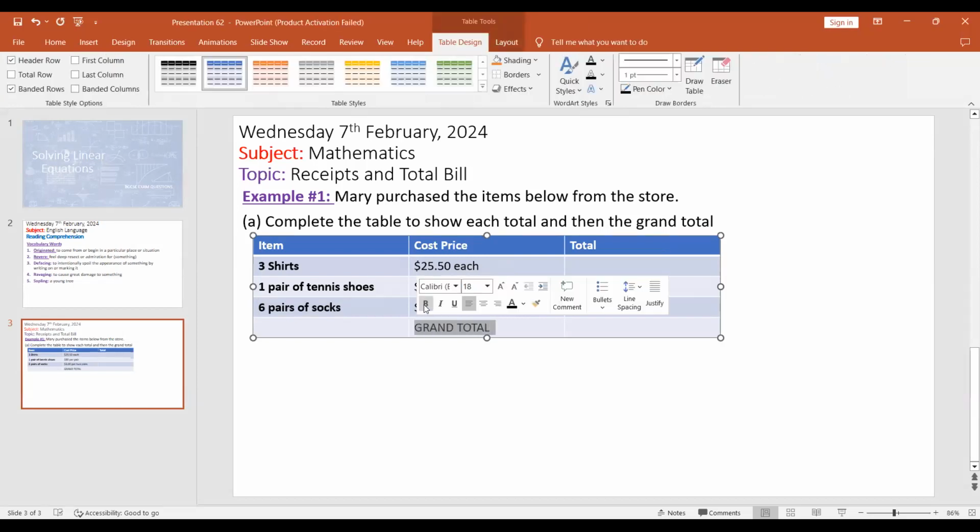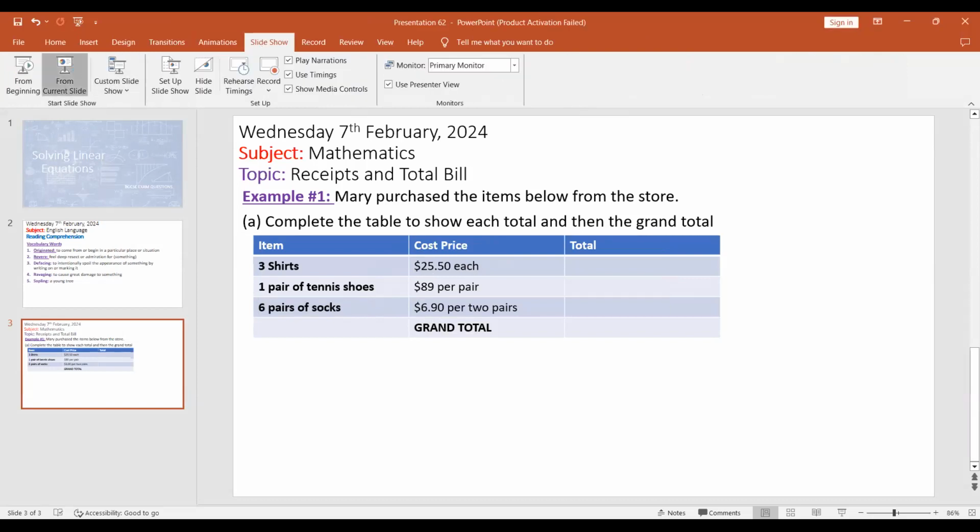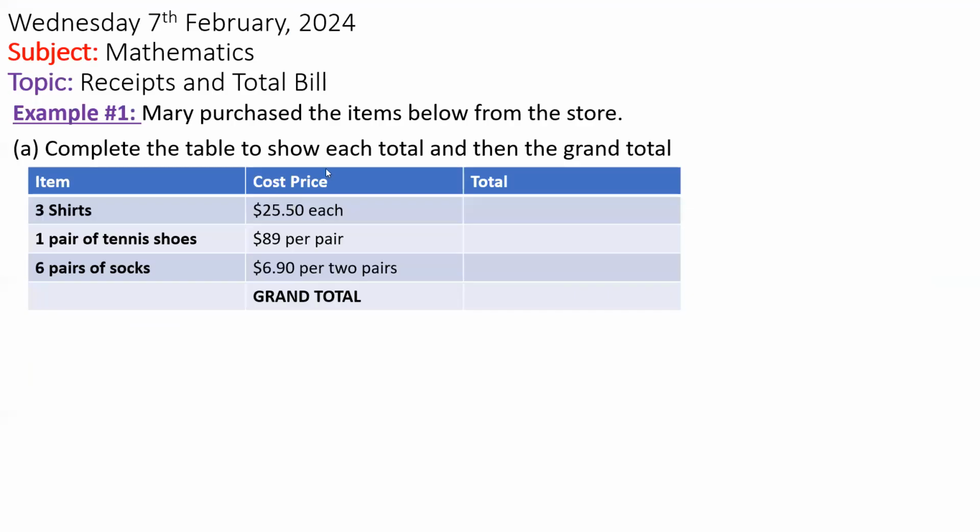All right, so we need 3 shirts at the cost price of $25.50. Let's do that. How are we gonna get that? If we're gonna get 3 shirts at $25.50, what are we gonna do? Add, multiply, subtract? Multiply. Very good. So we're gonna multiply 3 by $25.50.